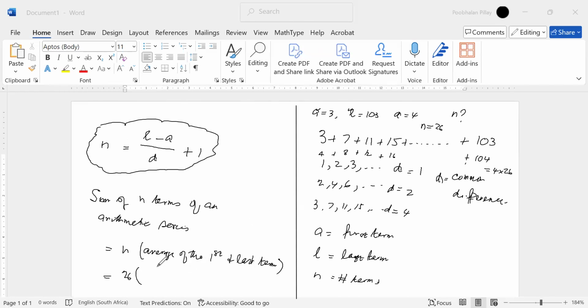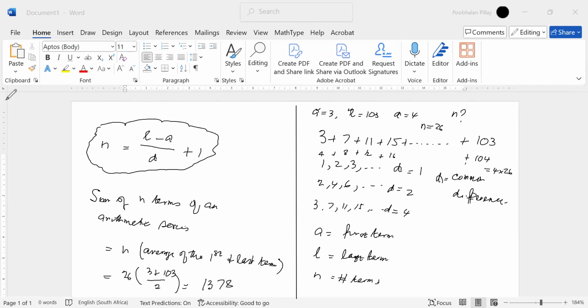The average of the first and the last terms is 3 plus 103 divided by 2. So you can work this thing out. It's 106 divided by 2, which is 53. And so if you work out, it's 1,378. So you can actually work out the sum of all these things using this formula, the number of terms times the average of the first and the last terms.